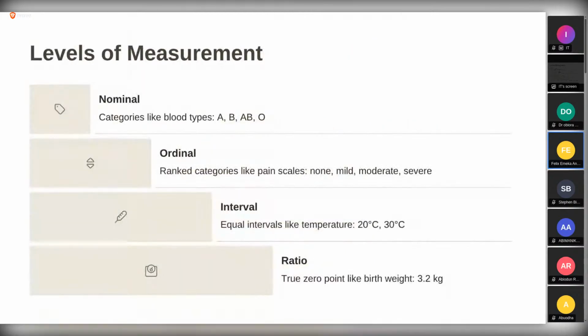So, level of measurement, which has a role to play with the units of data that you're going to be collecting with this tool. All right. So the first one is the nominal data.